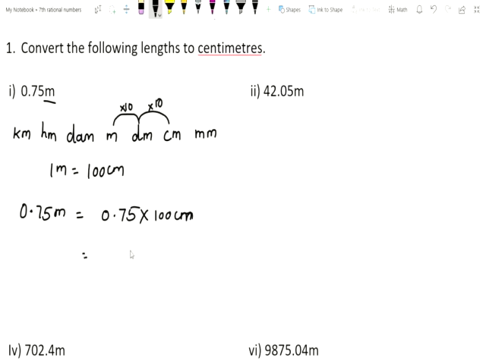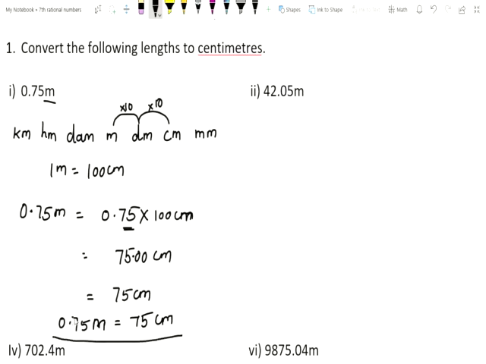Now multiply this: 7500. See here, how many decimal places are there? 2 decimal places. Just keep it here. What will you get? 75 centimeter. So what is the answer, children? 0.75 meter equals 75 centimeter. You understand, children? So this is the answer.